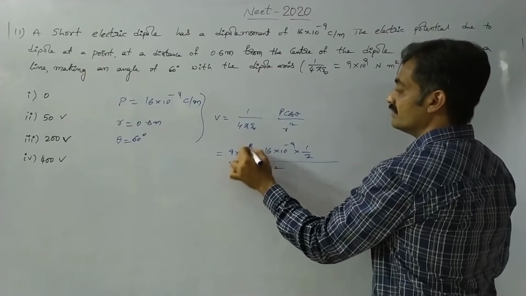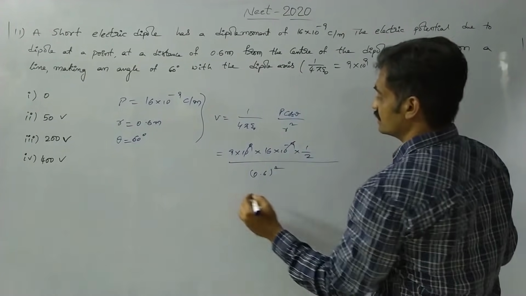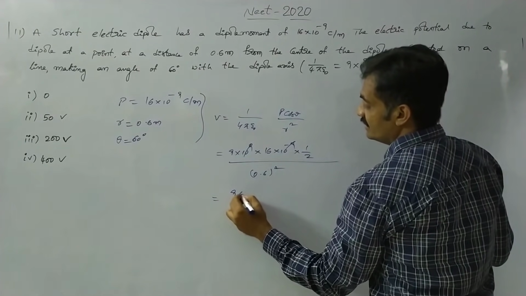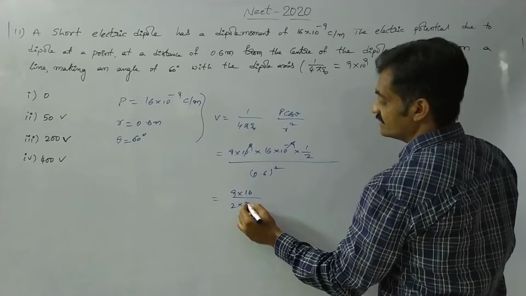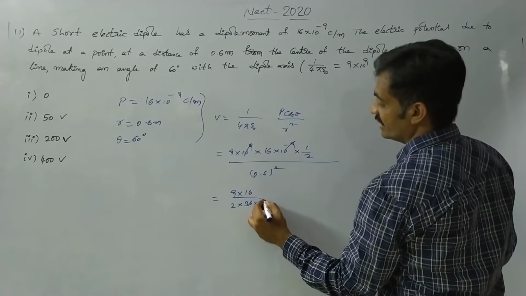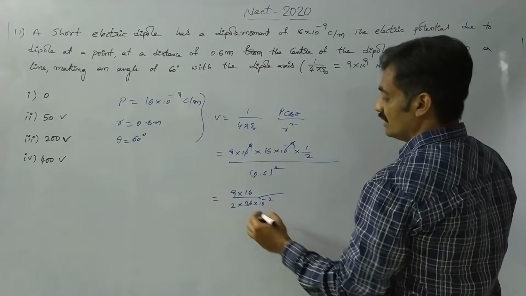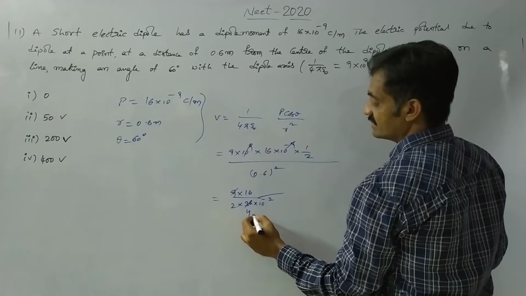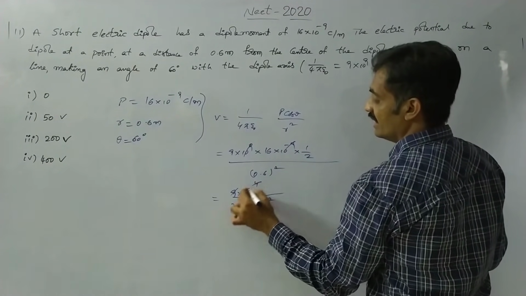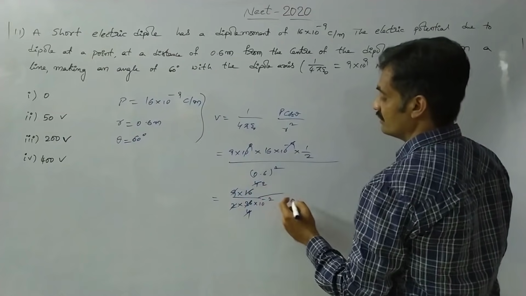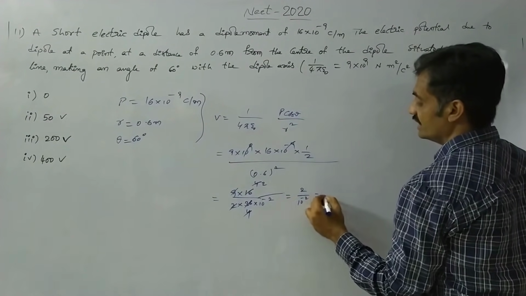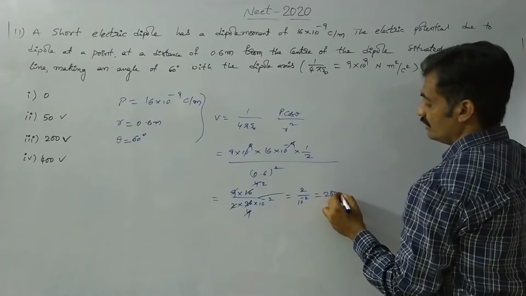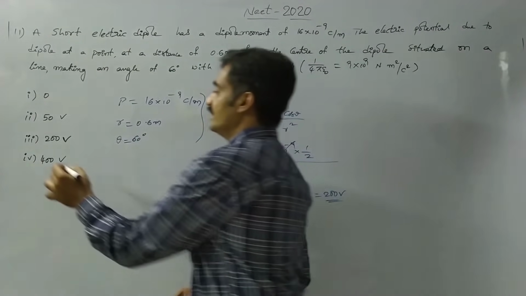So now we know that 10 to the power of plus 9 and minus 9 get cancelled. So we have 9 into 16 by 2 into 6 6s are 36 into 10 to the power of minus 2. Now we know that 4 9s are 36 and 4 4s are 16 and 2 1s are 2, 2 2s are 4. So we have 2 by 10 to the power of minus 2. So we can write it as 200 volt. So option will be 3.